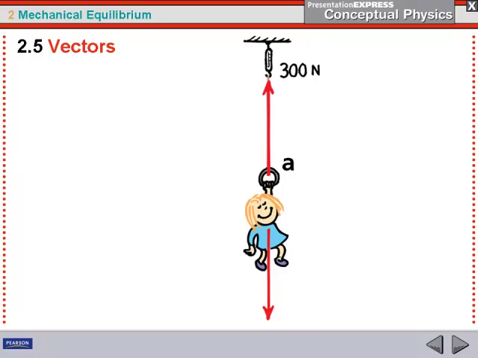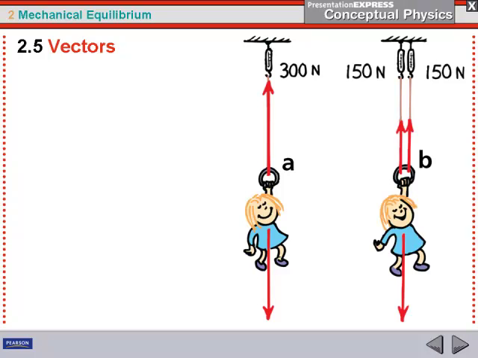The tension in the rope is 300 newtons, equal to Nellie's weight. The tension in each rope is now 150 newtons, half of Nellie's weight. In each case, the sum of all forces is equal to 0.